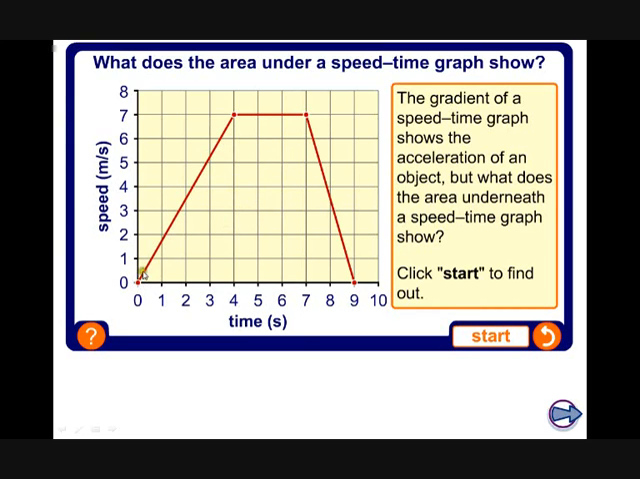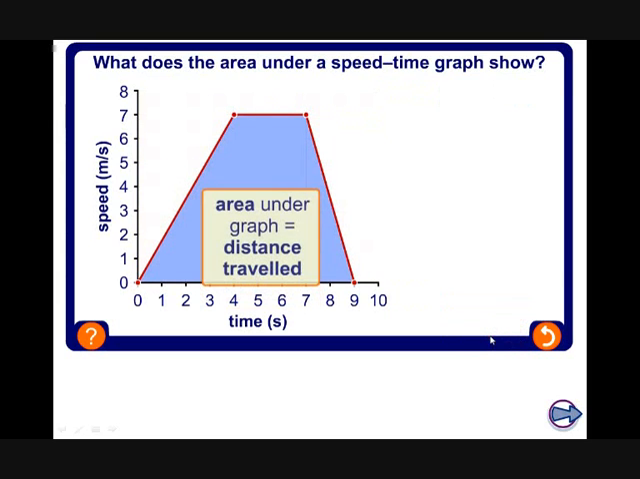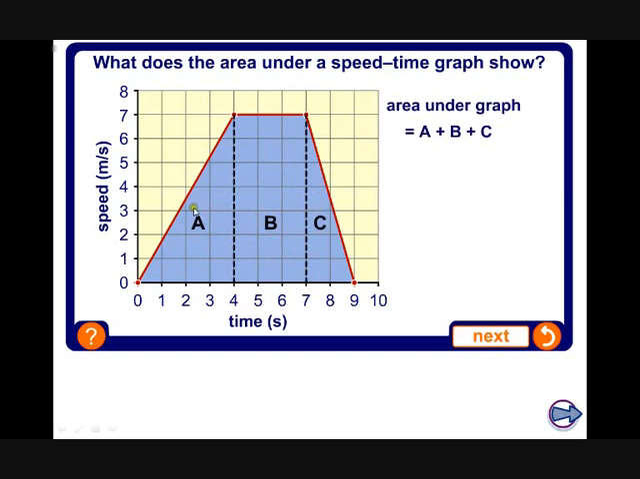The only thing you need to be a little bit clever with is when you've got sloping sections where it's accelerating, then you need to think about the area of a triangle maybe. Have a look at this little example. We can split this graph into three areas, A, B and C. A is a triangle, B is a rectangle, C is a triangle.